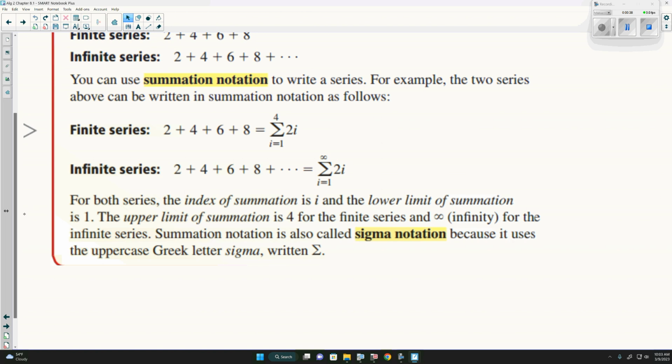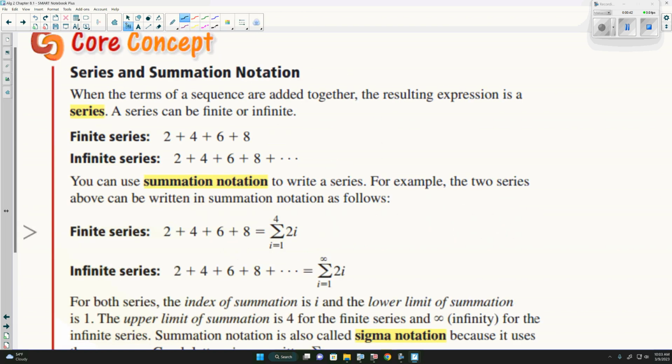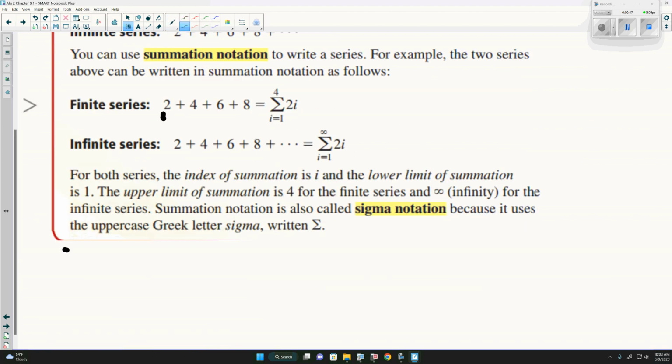We're adding them together. So for the finite series 2, 4, 6, 8, if we're going to add all those together, we can write it as the summation from i equals 1 to 4 of 2i. So we're just adding those together. 2, 4, 6, 8 is what it's telling us. That's specifically going from the first term to the fourth term. We're just looking at the first 4 terms.